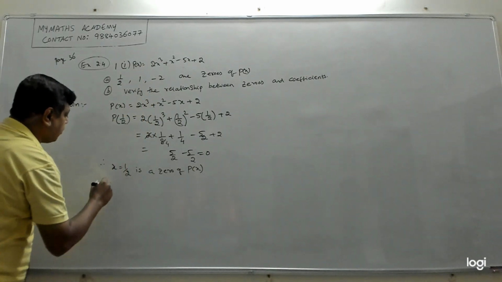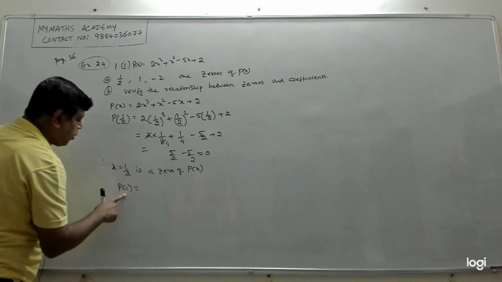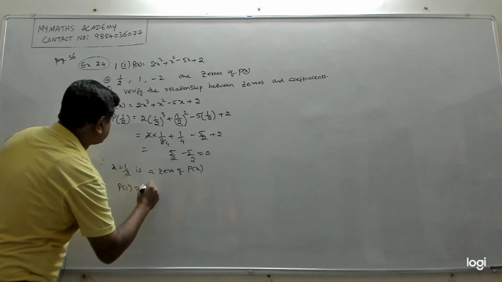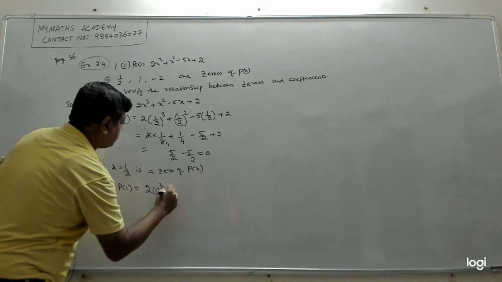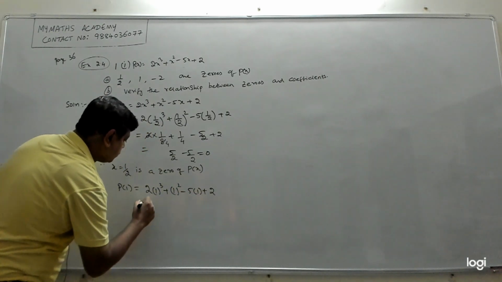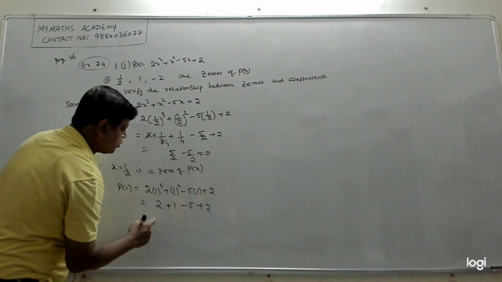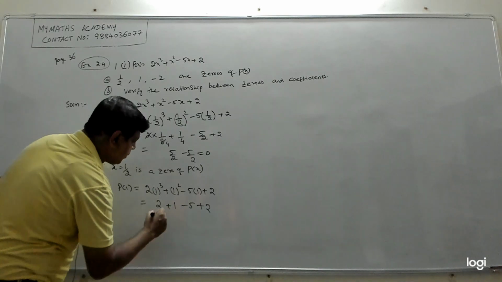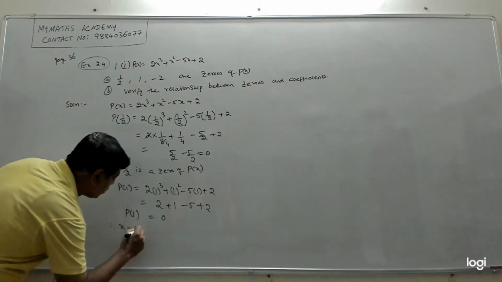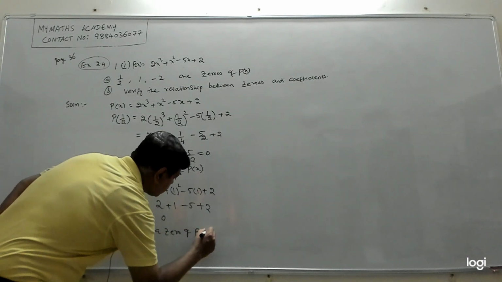So similarly, let's try for whether 1 is a 0 of the polynomial. Which means we should find p of 1. What is p of 1? I'm substituting 1 wherever x is there. So 2 into 1 cube plus 1 square minus 5 into 1 plus 2. So 2 into 1 cube is 2, 1 square is 1, minus 5 plus 2. So this becomes 2 plus 1, 3, plus 2, 5, 5 minus 5, 0. So p of 1 is also 0. Therefore, x is equal to 1 is a 0 of p of x.